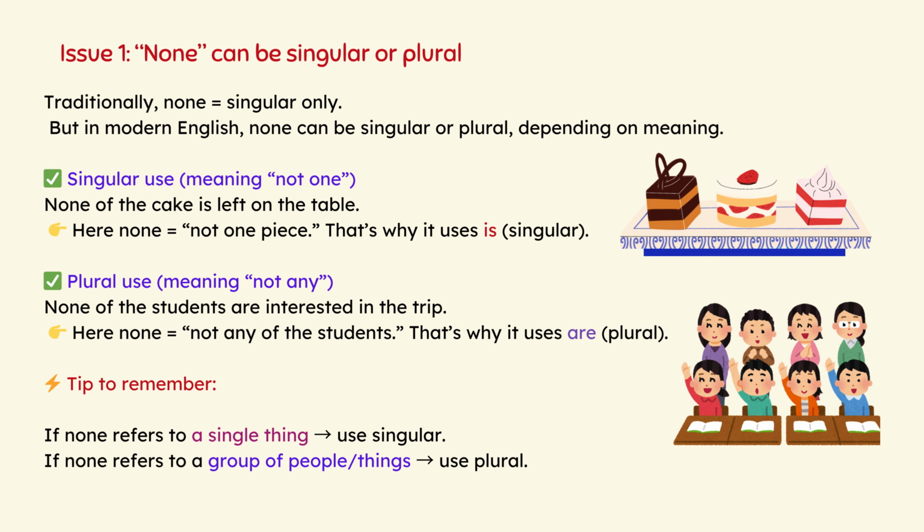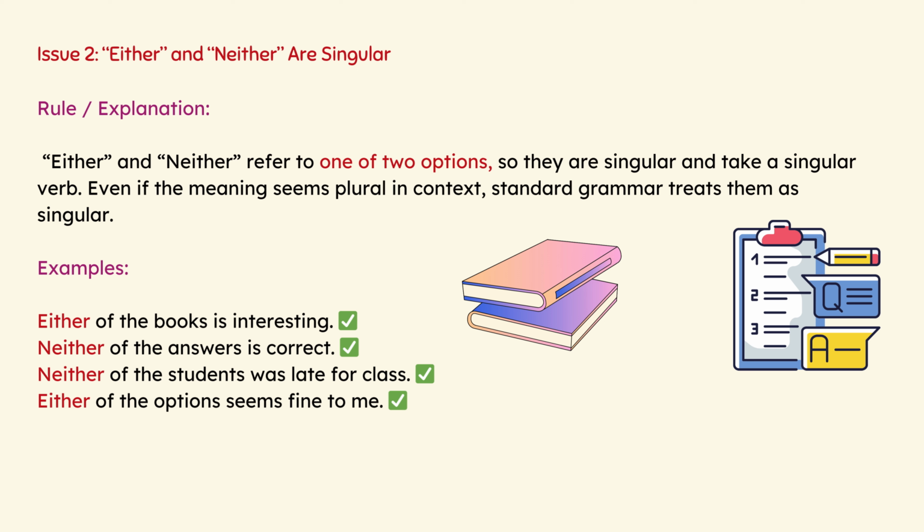Let us look at another common confusion with indefinite pronouns: either and neither. Both either and neither refer to one of two options, so they are singular and take a singular verb. Even if the sentence seems plural in meaning, standard grammar treats them as singular. Here are some examples. Either of the books is interesting.